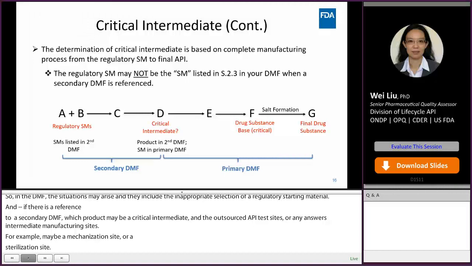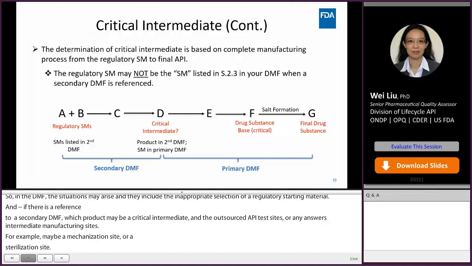Let's continue to use the previous case as an example. We assume the secondary DMF covers the manufacturing process from A and B to D, while the primary DMF covers the process from intermediate D to the final drug substance G.